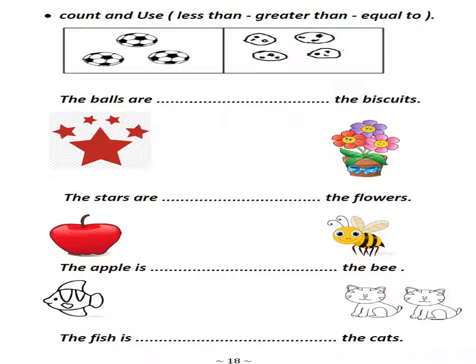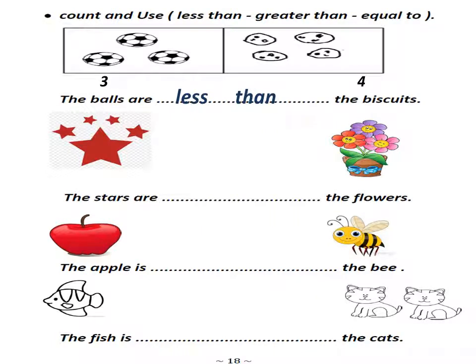Count and use less than, greater than, equal to. Here we have 3 poles and 4 baskets. The first word here is the poles, so he asked about the poles. So the poles are less than the baskets.